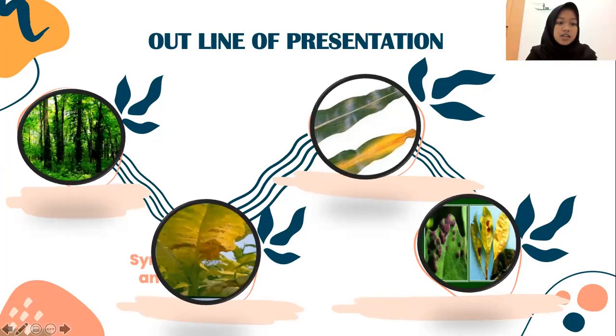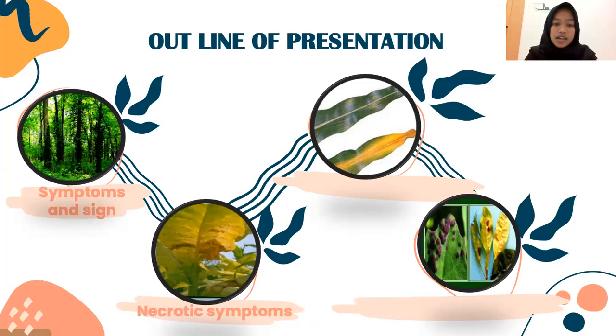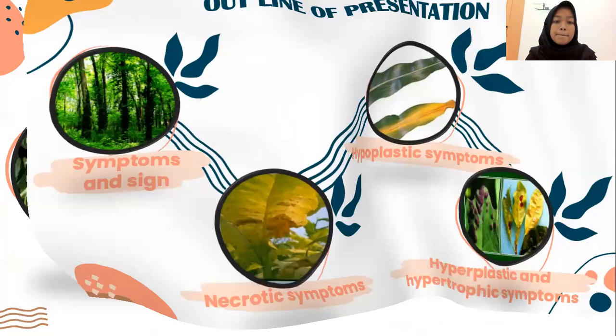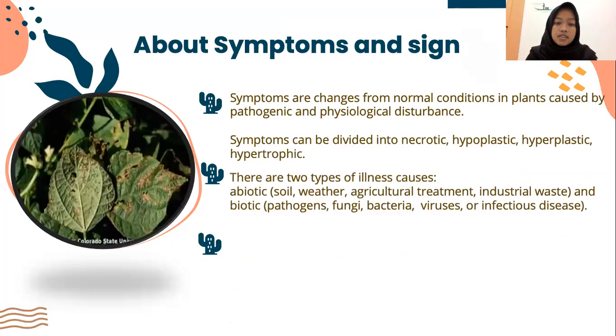Okay, first we will discuss symptom and sign, second we will talk about necrotic symptom, third hypoplastic symptom, and the last hyperplastic and hypertrophic symptom. The picture shows the symptom of blight on soybean leaf that is attacked by Pseudomonas syringae pv. glycinea bacteria.